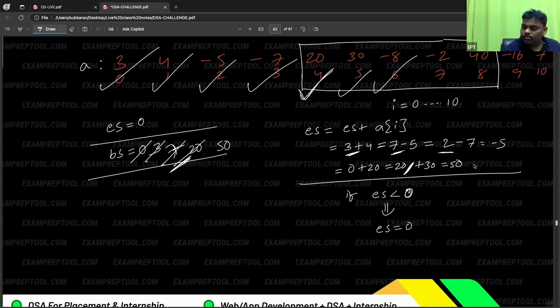Next one, minus 8, which is 42. Is it better than the previous one? No, no change. Next one, minus 2, 40. Is it better than the previous one? No, no change. Next one, 40, which is 80. Is it better than the previous one? Yes, change it. Next one, minus 16.